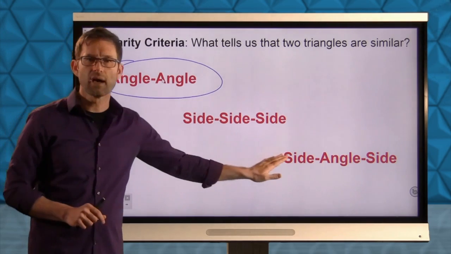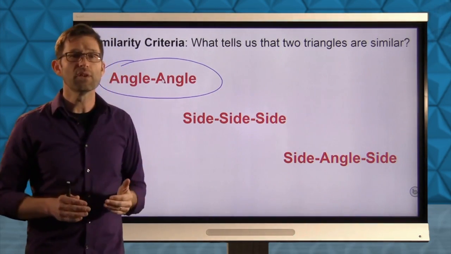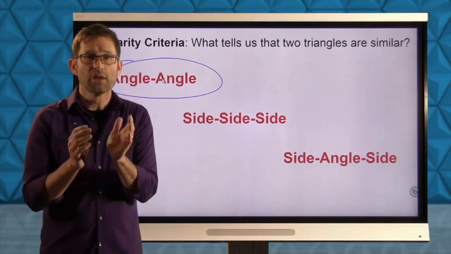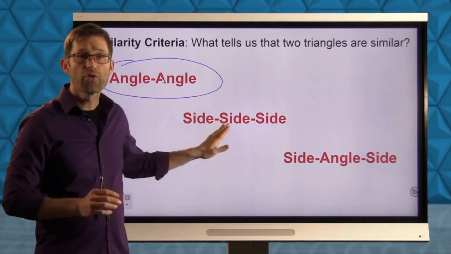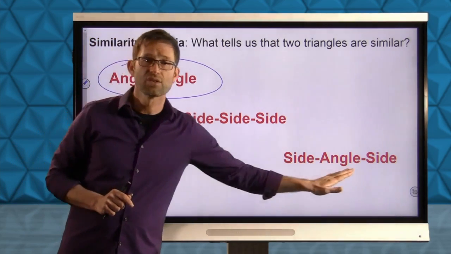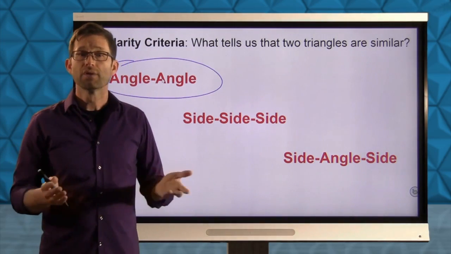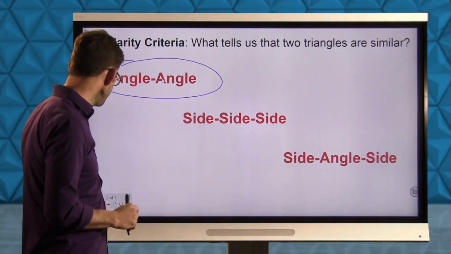Remember, when you see the word side in side-side-side and side-angle-side, it doesn't mean that two sides are equal. It means that you've got, in this case, three pairs of sides that are in proportion to one another, and in this case, two pairs of sides in proportion, and the angle between them being equal. So let's see how that pans out.